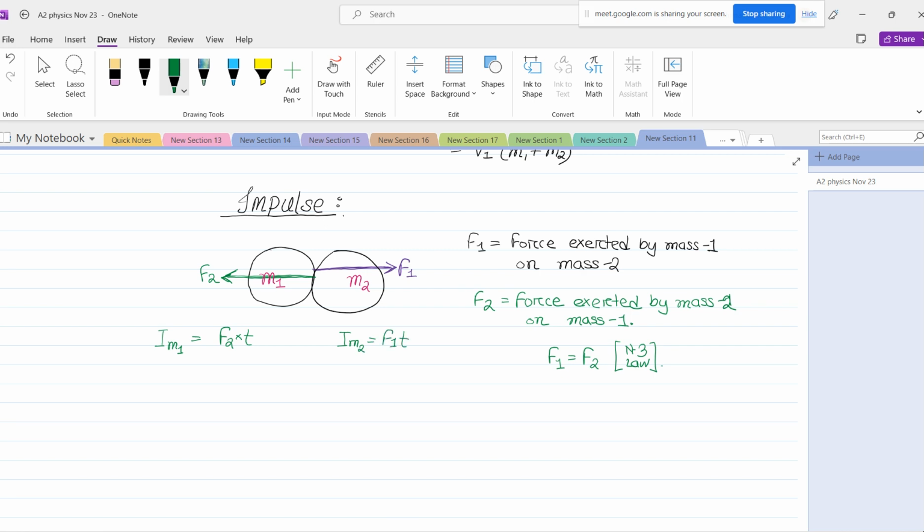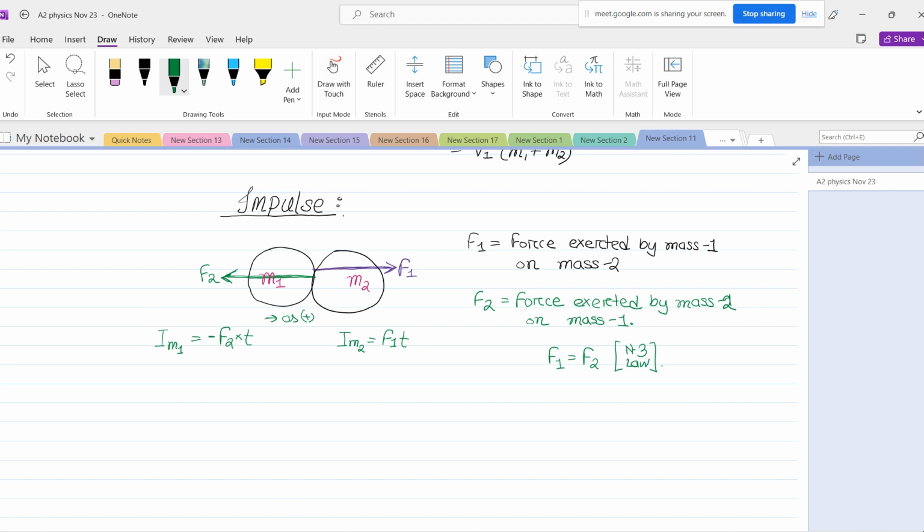And again we are going to take direction towards right or left as positive. So if you take direction towards right as positive, that would make F1 positive. So impulse for mass 2 would be positive, but impulse for mass 1 would be negative, because the force exerted on mass 1 was in the opposite direction, to the left, and we considered right to be the positive. So it will have a negative impulse.